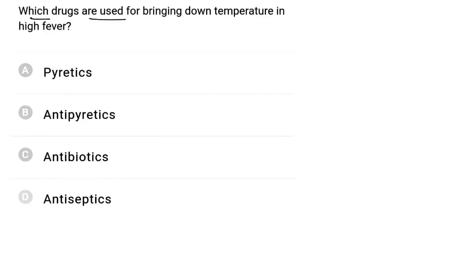Which drugs are used for bringing down temperature in high fever? So antipyretics are used for bringing down temperature in high fever, and hence the correct answer is B. For example, paracetamol is an antipyretic drug which is used to bring down temperature, and hence the correct answer is B.